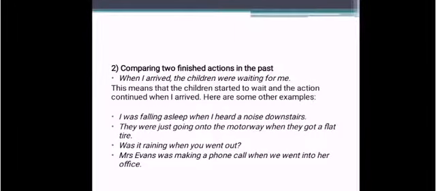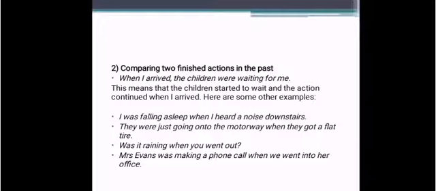The second example: they were just going onto the motorway when they got a flat tire. Focus on 'going', which took -ing. 'When' introduces the second event that interrupted it: they got a flat tire. The same thing.